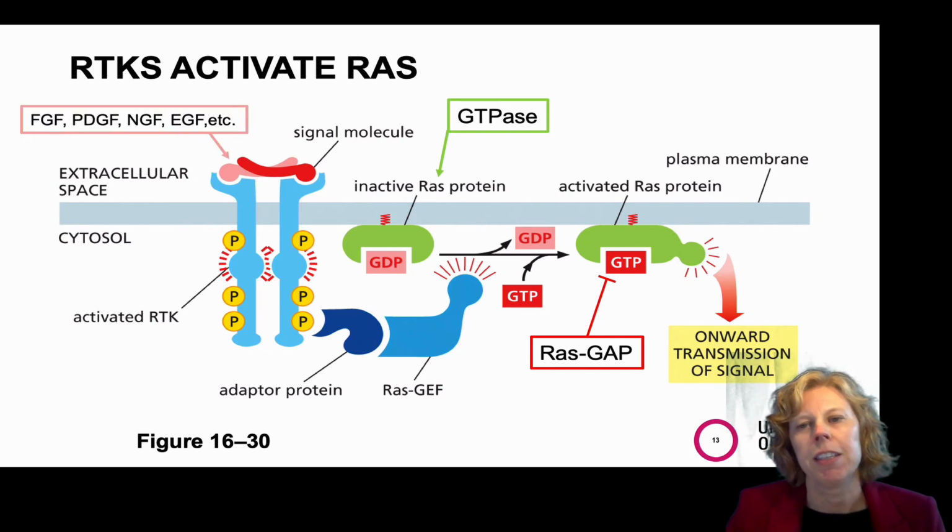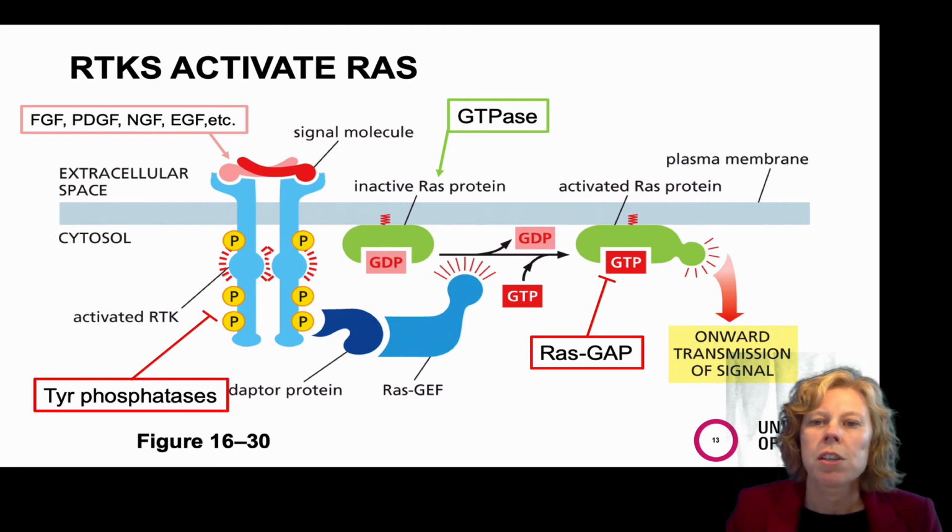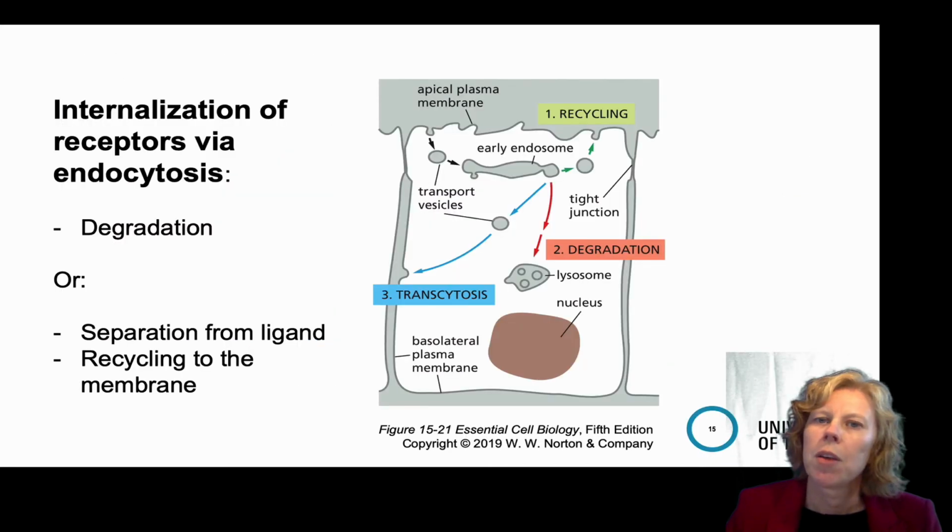Most receptor tyrosine kinases activate RAS, including fibroblast growth factor, platelet-derived growth factor, nerve growth factor, etc. And as long as the receptors are dimerized, the downstream signal transduction pathways remain active. The signal can be inactivated by either tyrosine phosphatases or by endocytosis. When ligand-bound receptors are internalized via endocytosis, mostly via clathrin-coated pits, the receptors are either degraded or separated from their ligand and recycled back to the plasma membrane as inactive receptor tyrosine kinase, ready to bind new ligands.